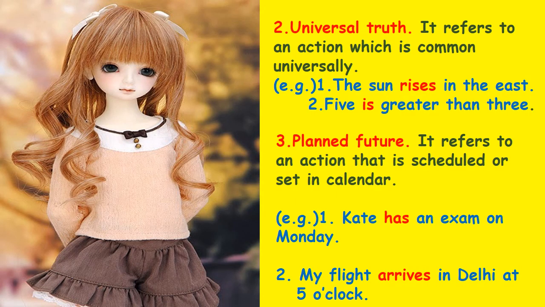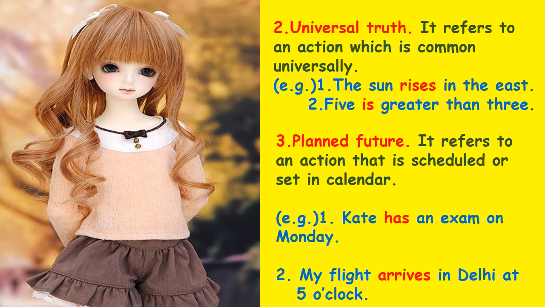The next one is universal truth. It refers to facts and signs that are common for all. Example, the sun rises in the east. This is a universal truth. 5 is greater than 3. It's a fact.